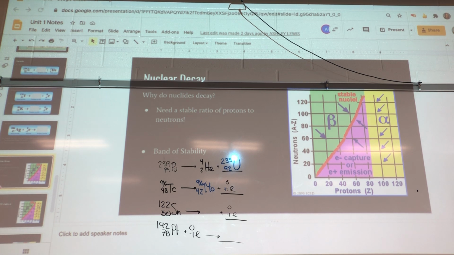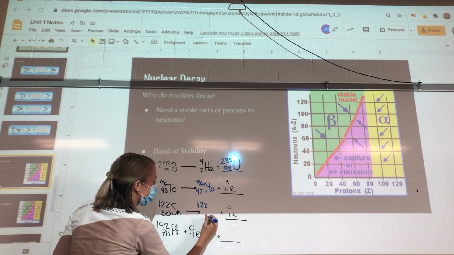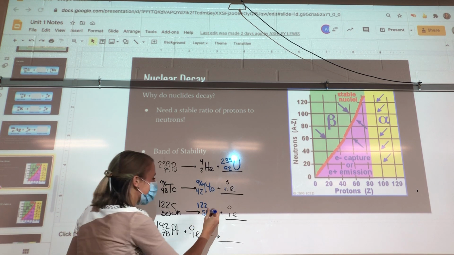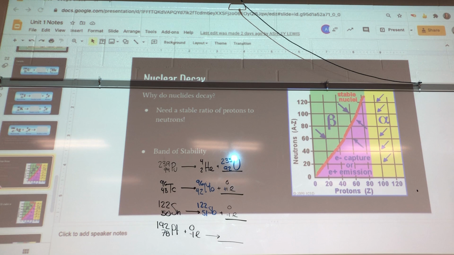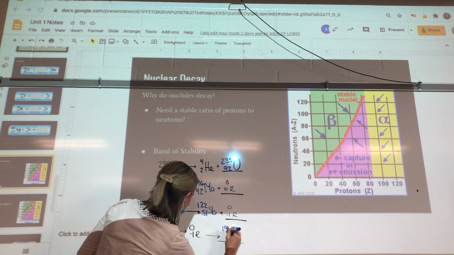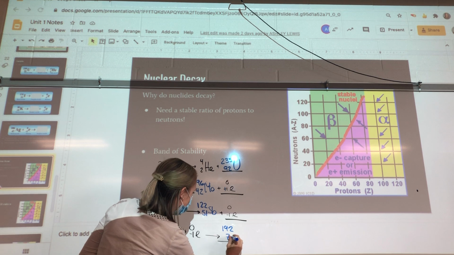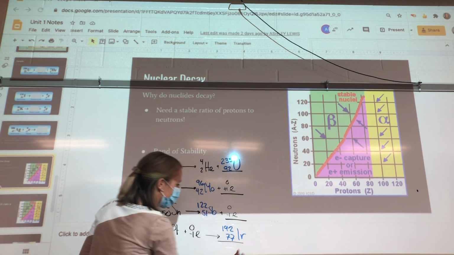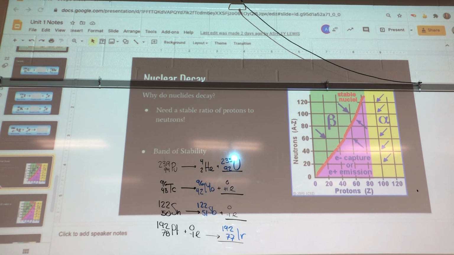Did I mess up any of my other numbers before I saw the other ones? They look okay. Okay, so this one should be 122. It should be 51, which makes it antimony. Okay, and then this one, 192, 77, iridium. Go ahead and have a smiley face for each one you got correct, so up to 4. Questions?